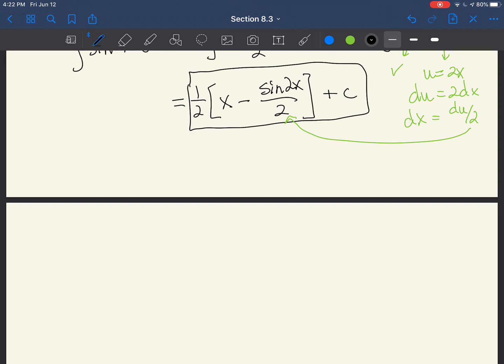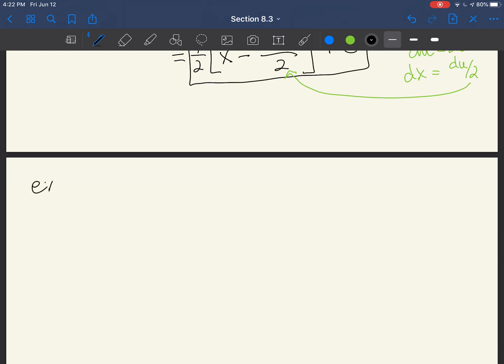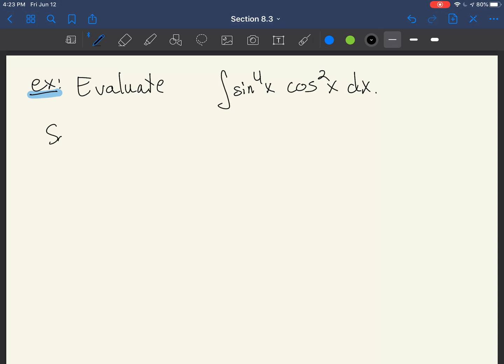And sometimes you'll have to use all these identities multiple times, which can lead to some long problems. So let's do a long problem. Example, we will evaluate the integral of sine to the 4th x times cosine squared x dx.